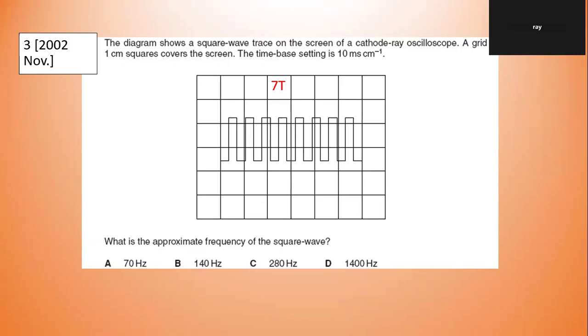Try to do the question even before I teach you. Since your teacher has already taught you, you should be able to answer it.